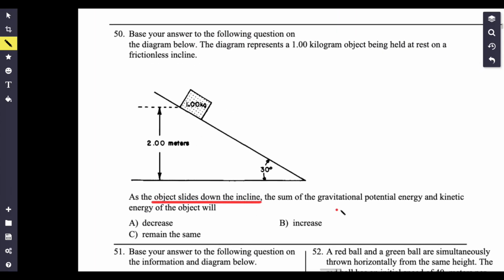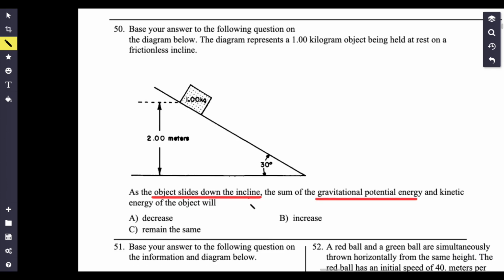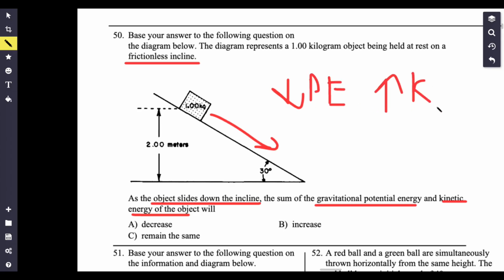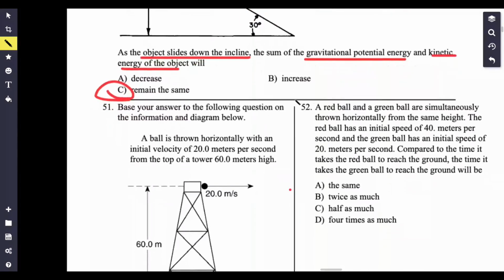As the object slides down the incline, the sum of the gravitational potential energy and the kinetic energy of the object will blink. What's important here is that this object is on a frictionless incline, meaning this energy is not going to be lost. Imagine if there was friction, the object would not go as fast as it would if it was frictionless. Because this object is going down, potential energy decreases, but to counterbalance that, kinetic energy will increase, meaning the sum, which is the mechanical energy, will remain the same.